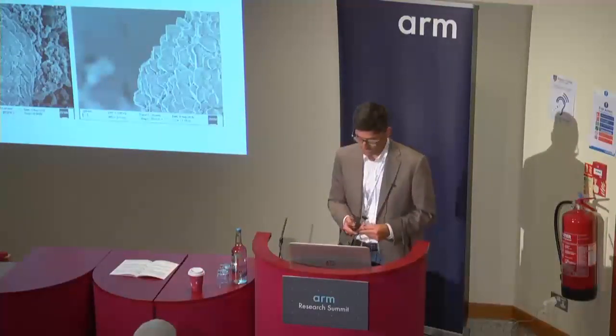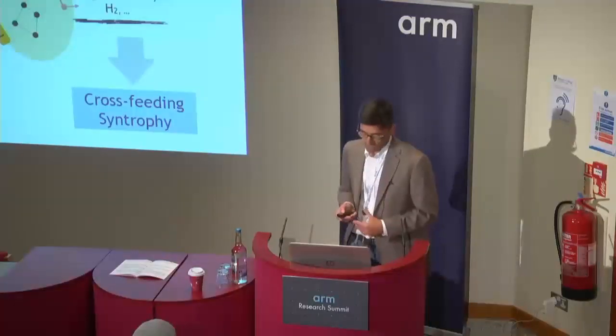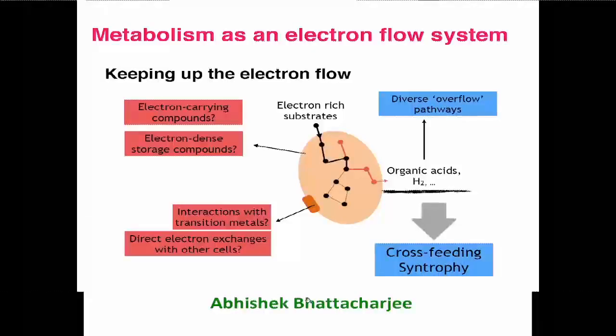So I'm going to just finish the last few minutes with the consequences of this way of thinking about metabolism. So as I said, we see metabolism as an electron flow, and the electrons have to go somewhere through the system, and as soon as you create limitations in a variety of ways, these electrons have to be dealt with. And this creates interactions with, for example, transition metals or other cells through direct electron transfer, creation of electron-dense storage compounds or carrying compounds, or dumping of electrons onto organic acids or hydrogen, in which case you generate interactions between different cells.